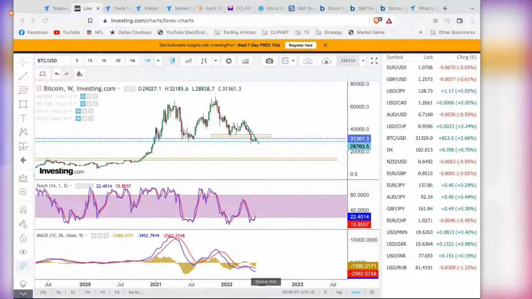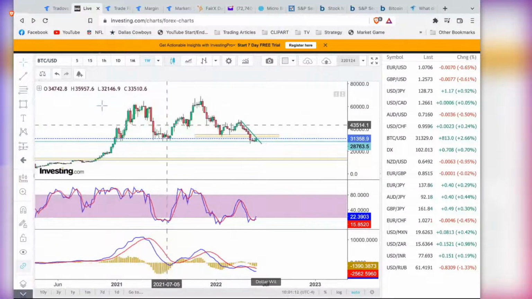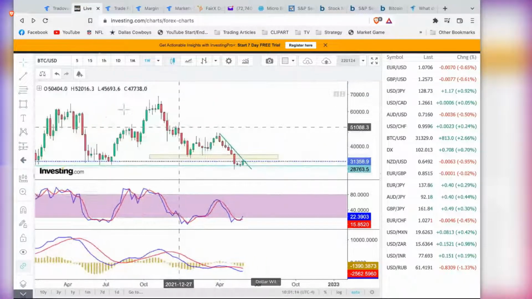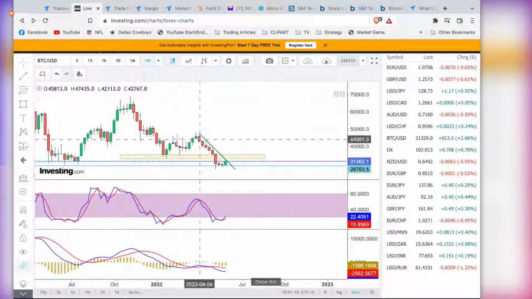All right. So what we got going on here is a very, very easy chart read. Very simple, not much to say. This is a weekly chart of Bitcoin. Very simple. In terms of Elliott wave theory, we call this an ABC structure.